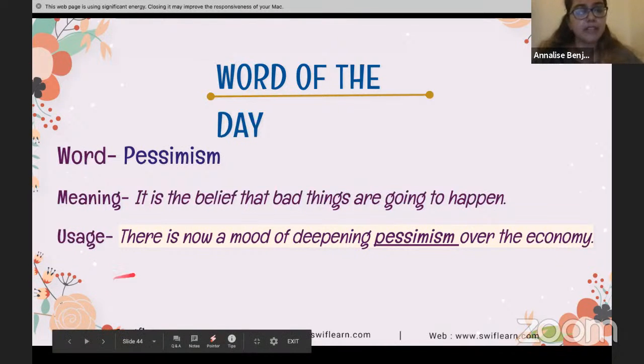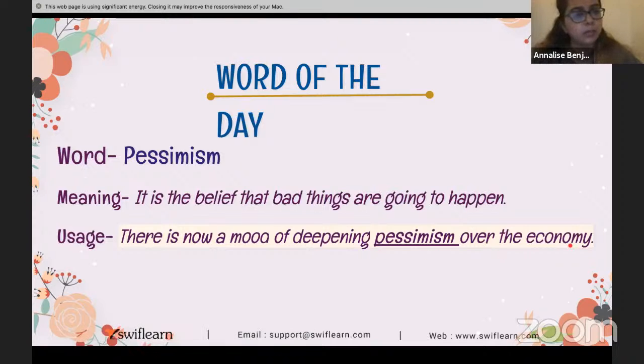Look at the example given here. There is now a mood of deepening pessimism over the economy. That means, across our country, let's talk about our country, we feel there's a mood of deepening pessimism. That means everyone thinks that bad things are going to happen to the economy of our country. Okay, I hope that you've learned a new word today. Also, a small suggestion, the opposite of pessimism is optimism. Optimism is being positive about things. Whenever you're positive about something, the word is optimism.